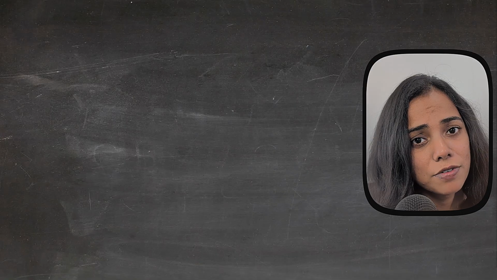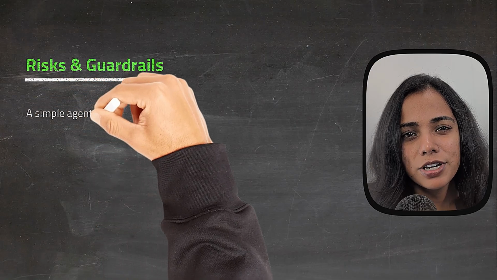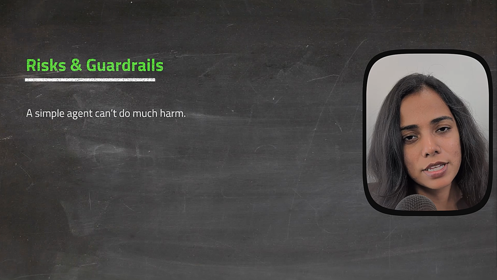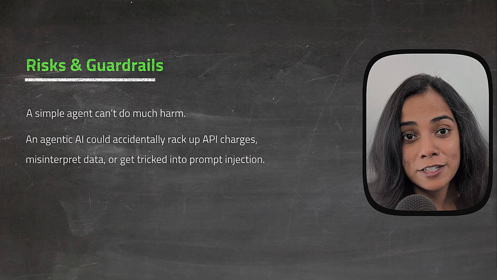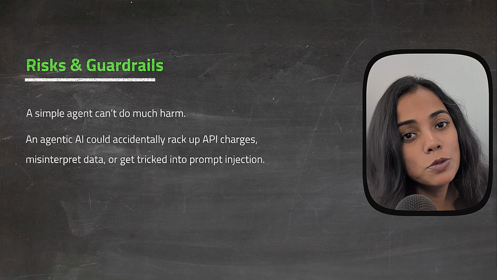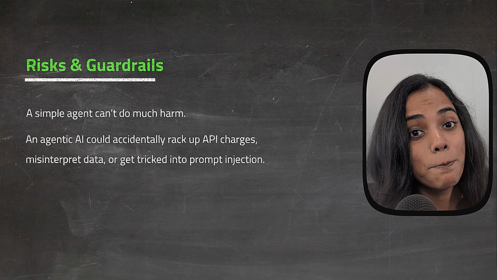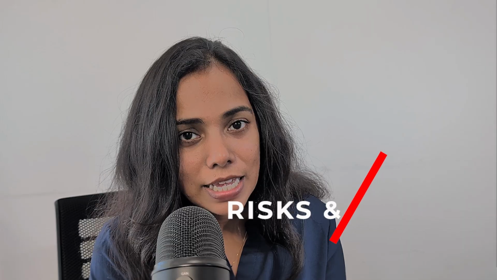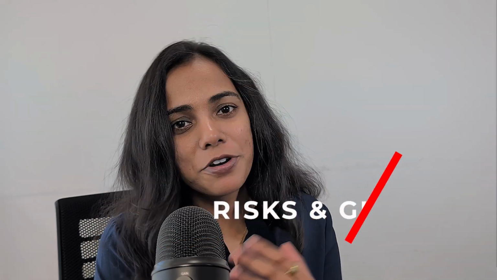The last thing that we should talk about is guardrails. So, agents can't really do much harm. They sense, they react, and they take certain actions which can be designed by you. Agentic AI, on the other hand, which has access to all these APIs and tools, etc., can actually do harm if not designed well. And if someone is able to hack into it, it's much more problematic compared to a simple agent. However, risks and guardrails is a topic in itself, which we will reserve for another video.